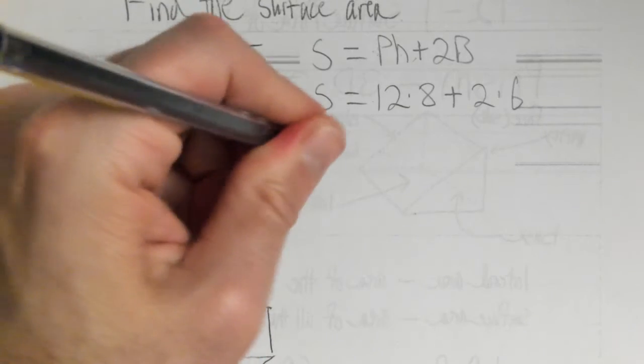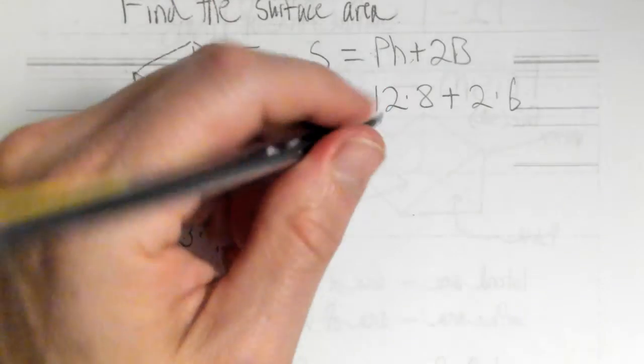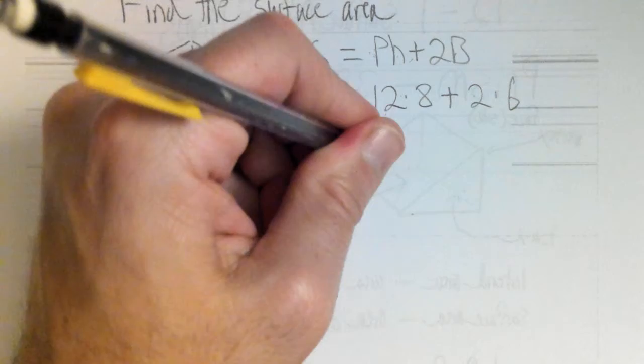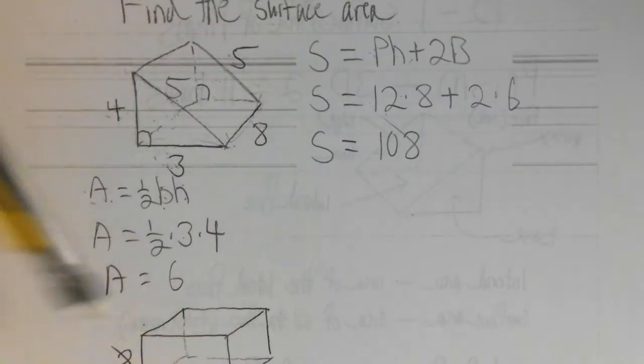So now I can go in and finish it. And if I do 12 times 8 plus 2 times 6, you would see that the answer is 108.